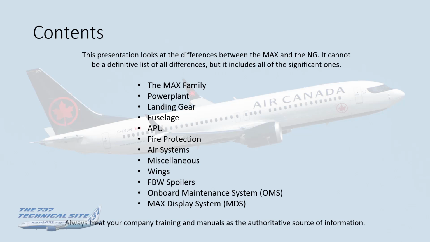And we'll be covering the MAX family, Powerplant, landing gear, fuselage, APU, fire protection, air systems, a miscellaneous section into which I've thrown all kinds of odds and sods, wings, the fly-by-wire spoiler system, onboard maintenance system, and the MAX display system. As always with these presentations, please treat your company training and their manuals as the authoritative source of information.